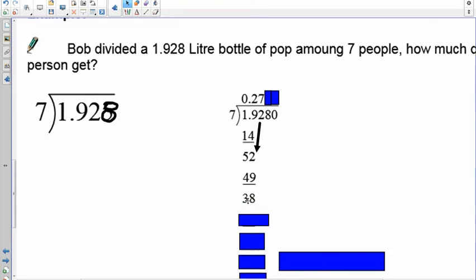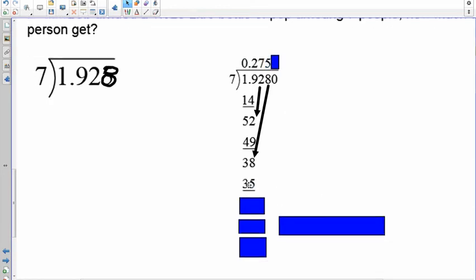This is kind of shifted too far to the left. And then I can bring down the 8 to go with my 3. 7 goes into 38 5 times. 7 times 5 is 35. 38 take away 35 is 3. And now I can bring down another 0. Notice everything's shifted wrong. I should correct that next year. So anyway, the next step is how many times does 7 go into 30?